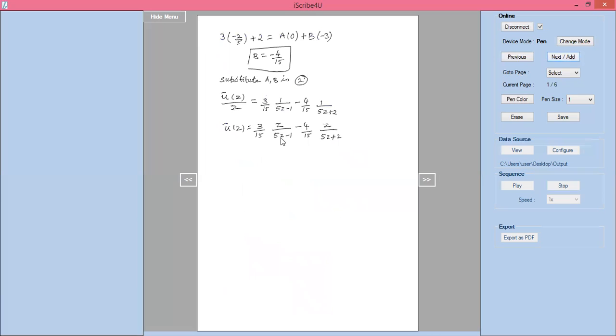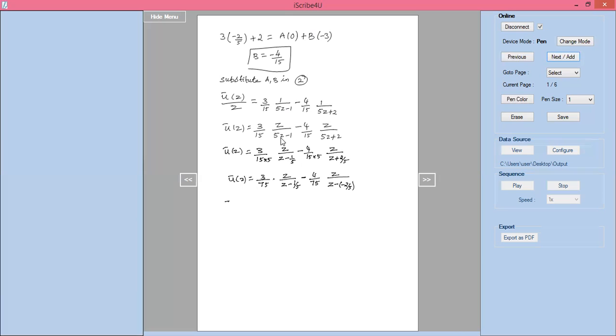So to make that 1, I'll take 5 outside: 3 by 15 into 5, that is z divided by z minus 1 by 5, minus 4 by 15 into, taking 5 outside, z divided by z plus 2 by 5. Now this is u bar of z. U bar of z equals 3 by 75 into z divided by z minus 1 by 5, minus 4 divided by 75 into z divided by z minus of minus 2 by 5.